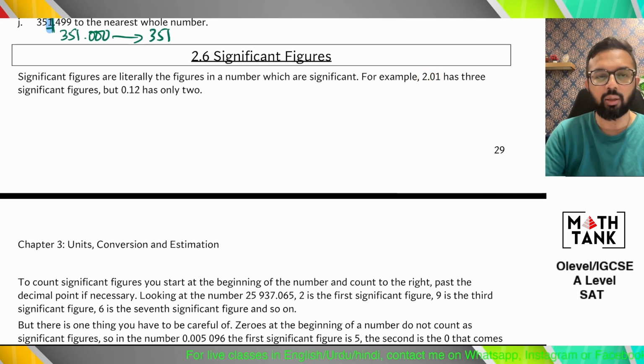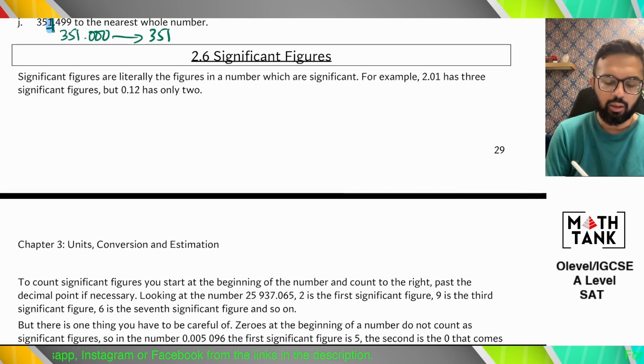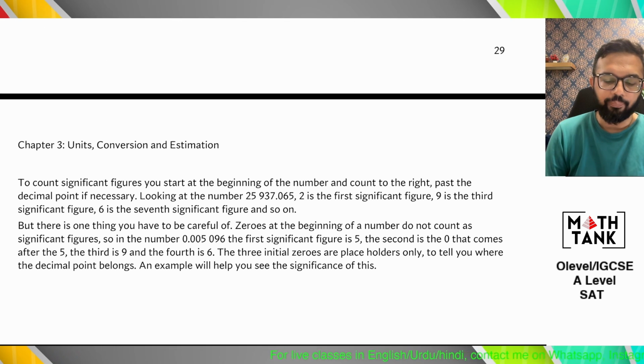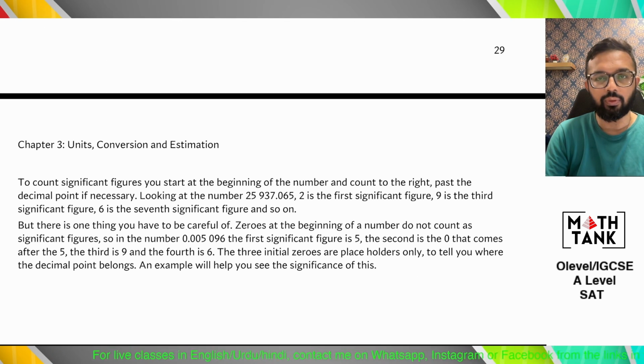You always start counting from the left and then count to the right. Start with the first non-zero number and then count. Okay, significant figures, but 0.12 has only 2. So you count 1 and you count 2. You ignore the 0 because 0 is not significant. Now, significant does not have the same meaning as in English, so don't confuse that. Significant simply means mathematical significance.